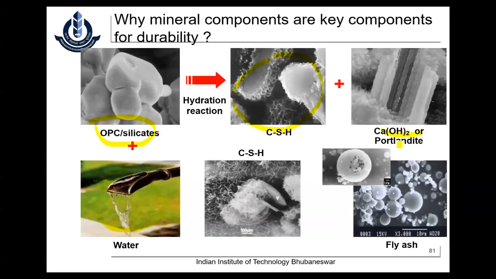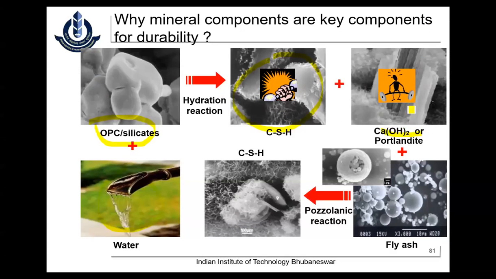When you add fly ash or slag to the system, what happens? The CSH gel is basically the strength-giving compound, and the calcium hydroxide is basically a weak compound. When you add fly ash, it reacts with this calcium hydroxide, the weak compound, and converts it to another compound. So this is CSH1 and this is CSH2. So we have an additional compound called CSH2. So what happens?